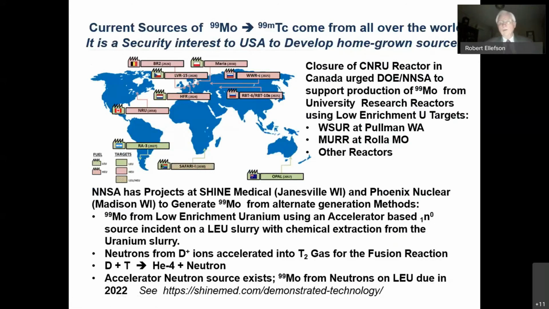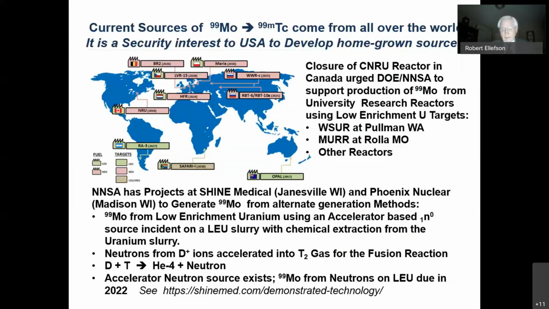So they come from all over the world. But the fact is, there was nobody making it in the United States. So this is a security issue to the U.S. In that you don't want to have your hospitals shut down for testing due to a lack of this radioisotope. So the closure of the reactor at the Chalk River in Canada precipitated Department of Energy and NNSA to support production of molybdenum-99 using some of the research reactors that are available at universities around the country.